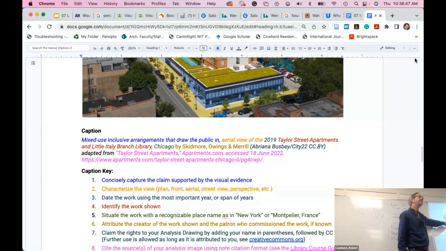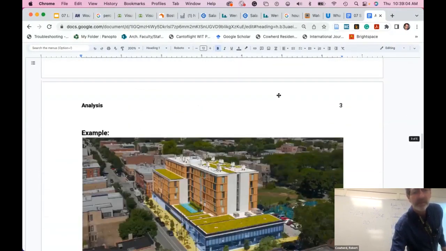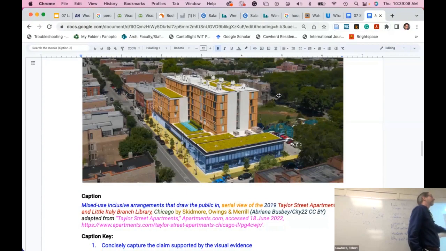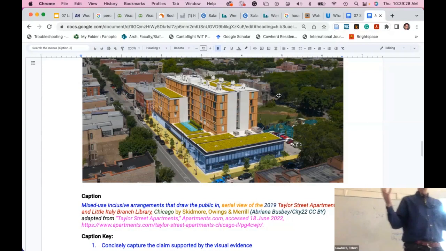And it's right there. Where have I seen this before? Where have you seen this? Is this available to you? Anyone? Have you ever seen this before? This document, what is this document? What are we looking at? Have you seen it? Don't be shy. Respond. You've all seen this before. This is the analysis assignment.